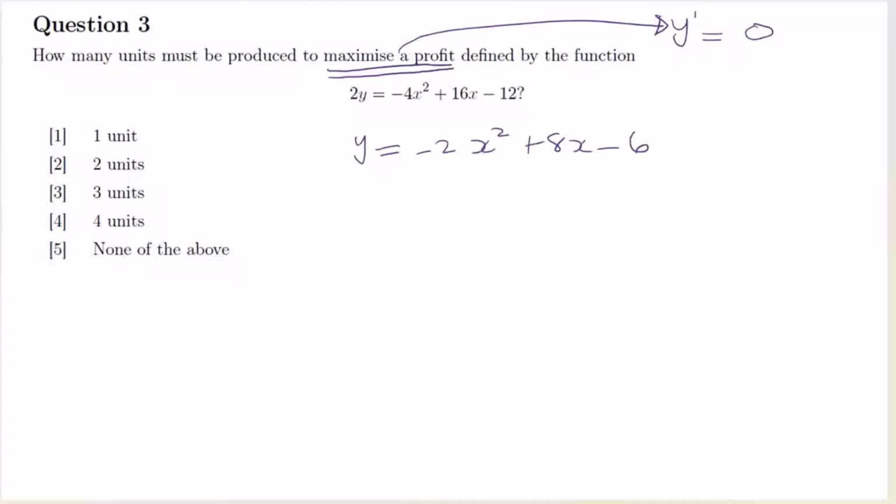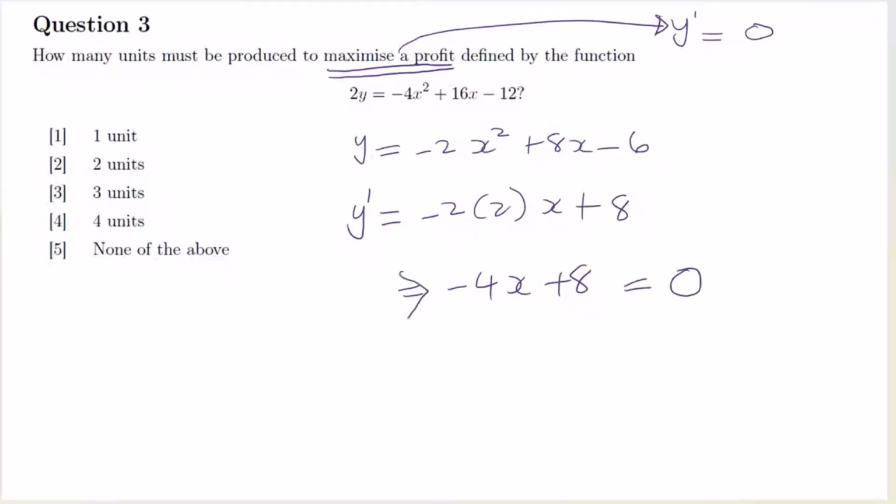So we need to find the first derivative there. The derivative is equal to negative 2 times 2x plus 8, so this is going to be negative 4x plus 8. This needs to be equated to 0 because we are maximizing a profit. So 4x is going to be equal to 8, so your x is going to be equal to 2. So your answer is 2 units.